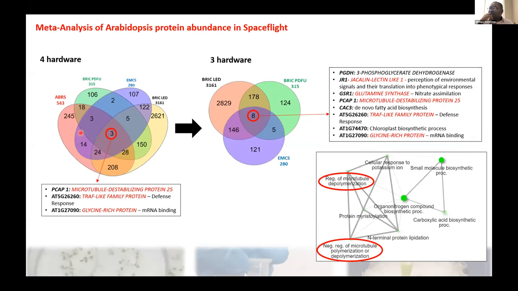So we did a meta analysis of the protein expression in the four hardwares, and the intersect are the three proteins common to all proteomic experiments. We have a microtubule destabilizing protein, a protein involved in defense response, and a protein involved in mRNA binding. And also, excluding the ABRS experiment, being a mutant seed line, and comparing the three other hardwares, which were the wild type, at the intersect lie eight proteins. A protein-protein interaction network analysis of these eight proteins reveals that central to the function of these proteins is the regulation of microtubule polymerization and depolymerization, which is indicative of the fact that microtubule polymerization and depolymerization is a major adaptation of plants to the spaceflight environment.